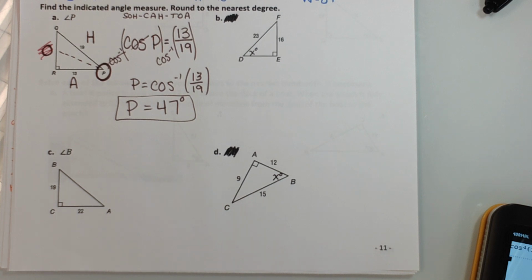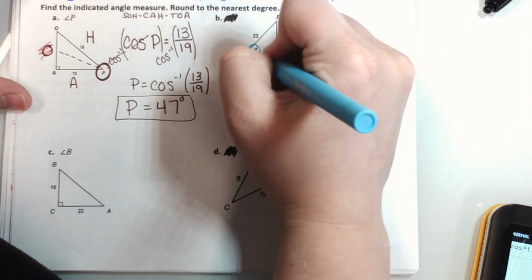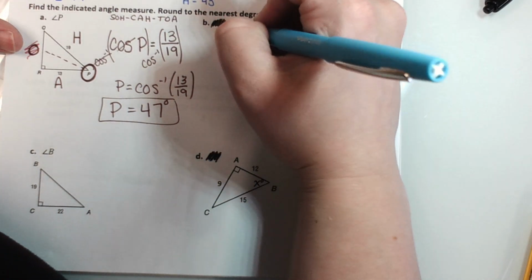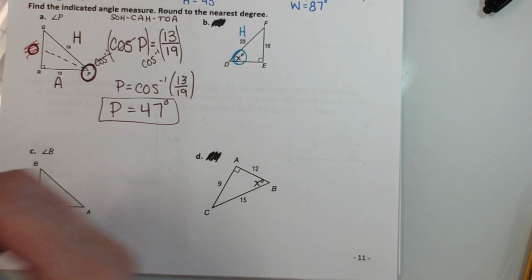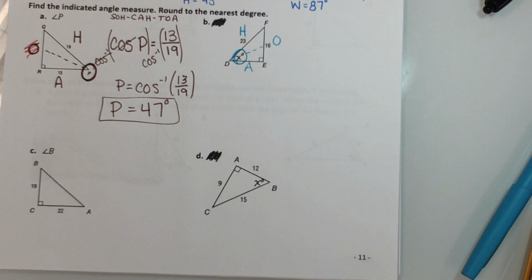Moving on. Problem B. What am I solving for? X. That's what I'm focusing in on. Which side's the hypotenuse? 23. Opposite is the 16, which means that's the adjacent. Not helpful to us. Which of those sides has not got anything on it? The adjacent, the A. Don't care about you.